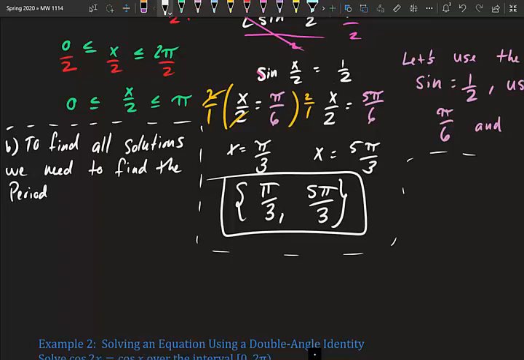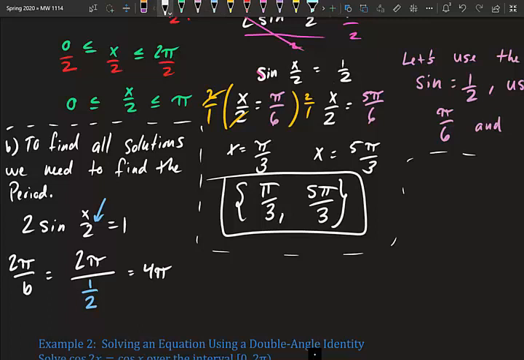So of the given function, we need to find the period. The given function was 2 sine x over 2 equals 1. Remember, to find the period, the formula is 2 pi over b. So we have 2 pi over, and our b is here. Instead of x over 2, it's 1 over 2, though. We don't take the x with it, but remember, in front of every variable is a 1. And we simplify to get 4 pi. So that's our period.